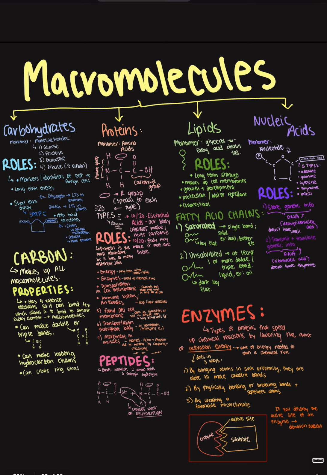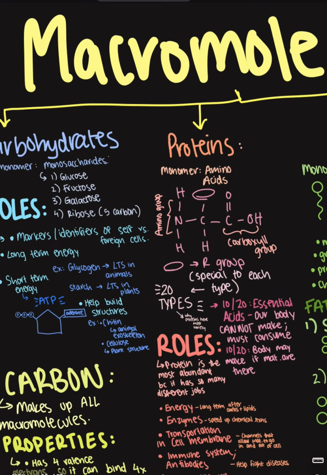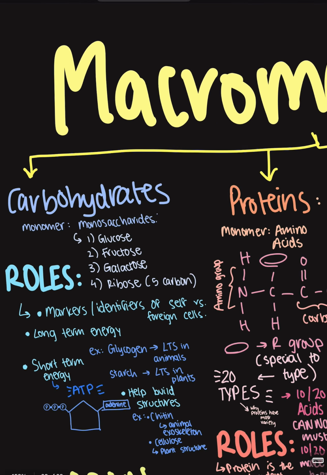Now that that's done, let's talk about the 4 main types of macromolecules. The first type of macromolecule is called carbohydrates, okay? And so its monomer, or its individual building blocks, is called monosaccharides. And when we talk about macromolecules, we talk about molecules that have a lot of bonds and elements and compounds and things like that. So the monomer of carbohydrates is monosaccharides.